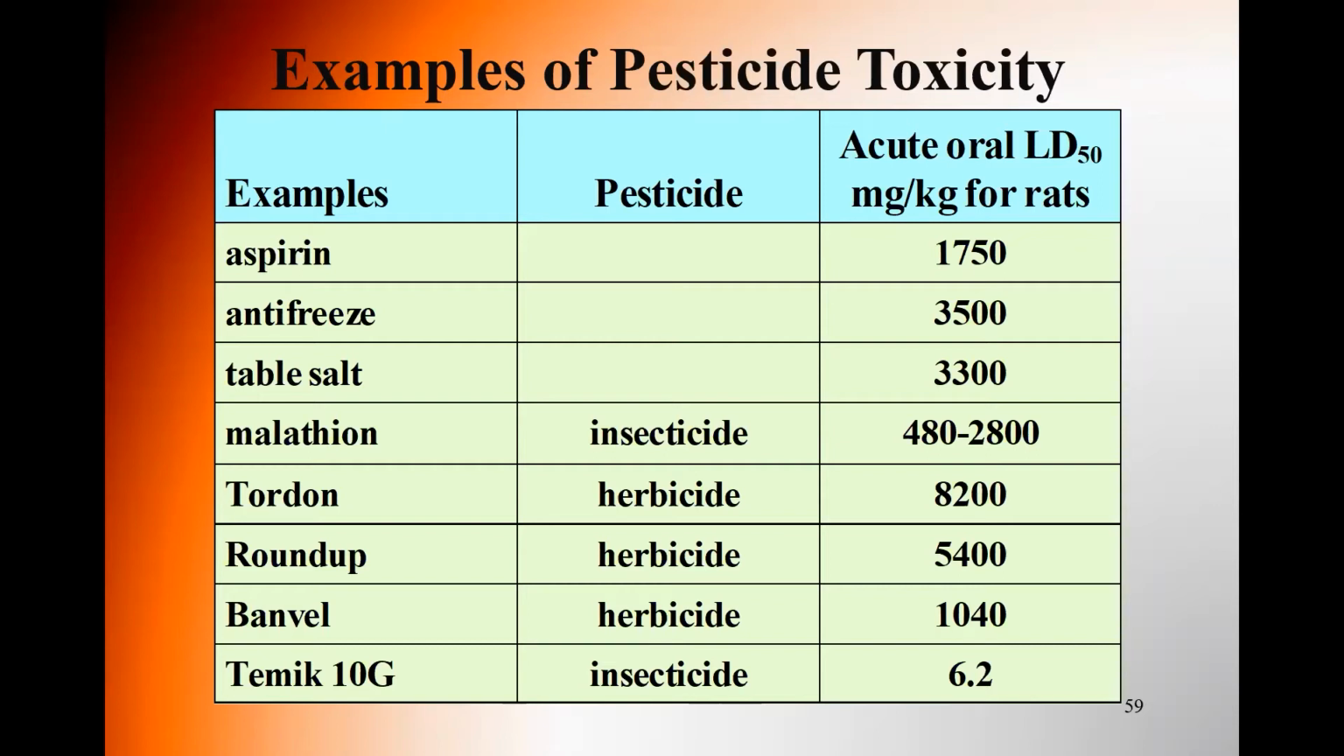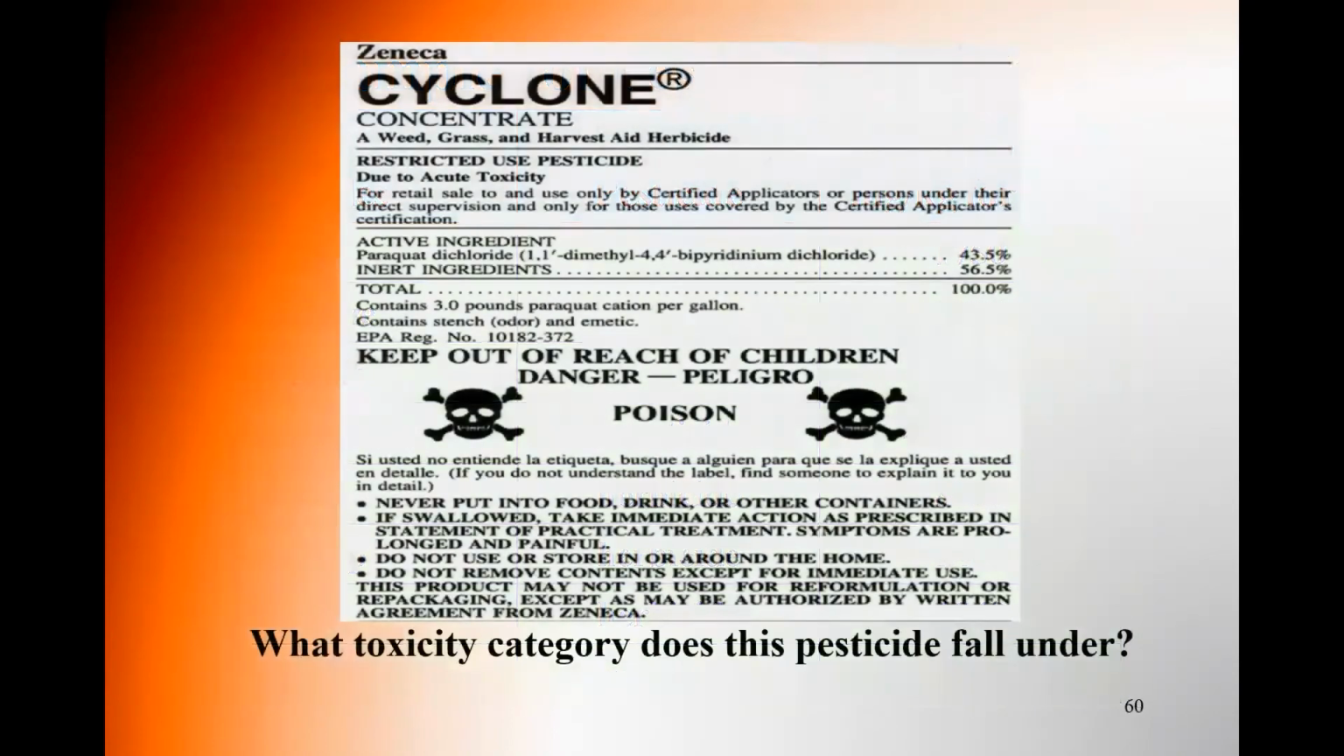But look at table salt. Table salt right there is 3,300. So Tordon and Roundup have a higher LD50 than table salt. So you will die from taking table salt, according to this, before you'll die from taking Roundup or Tordon. Just inhaling it or absorbing it. Not saying that that's what I want to start putting on my mashed potatoes in the afternoon, but it just goes to show the level of toxicity.